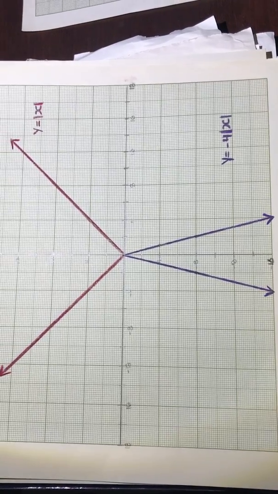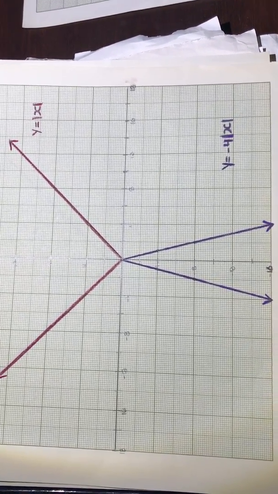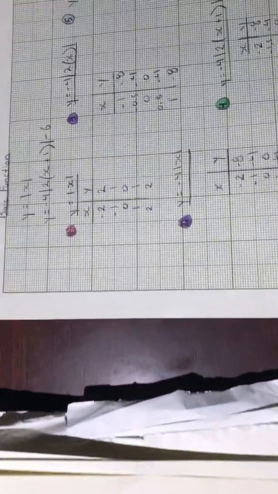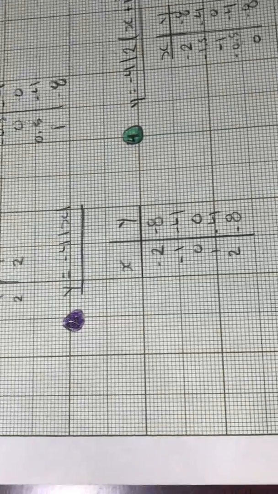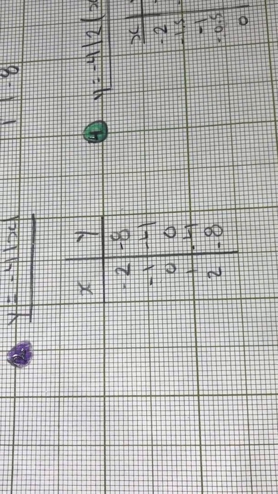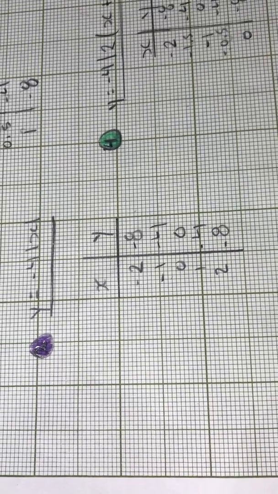Secondly, the value of 4 indicates a vertical stretch by a factor of 4. Referring back to t-table 1, when x is negative 2, y was 2, and now with a negative 4 reflection and stretch, the y value is now negative 8. The trend is noted in all of the y values.